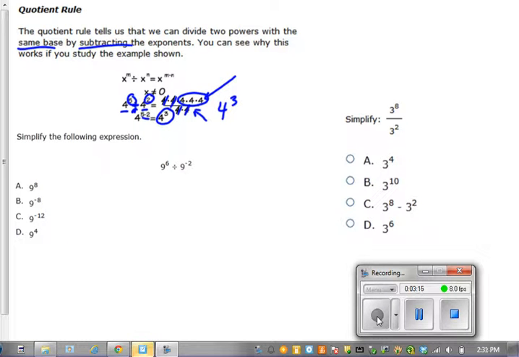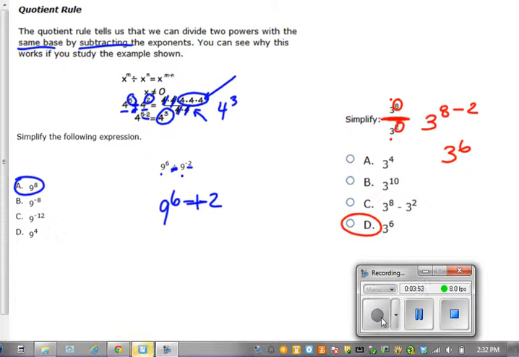Next example, same base, 9 and 9. When you have the same base, you would subtract exponents. So I'd have 6 minus negative 2. Minus minus is a plus, so you would have 9 to the 8th power. Our next example, 3 to the 8th divided by 3 to the 2nd. Again, same base of 3. You have 8 divided by, which looks like a minus, 2. You get 3 to the 6th power, D.